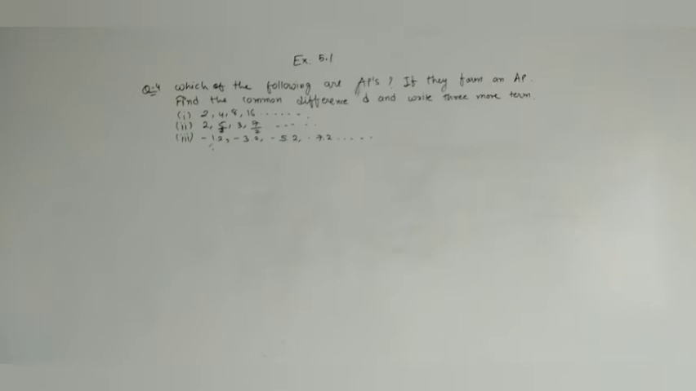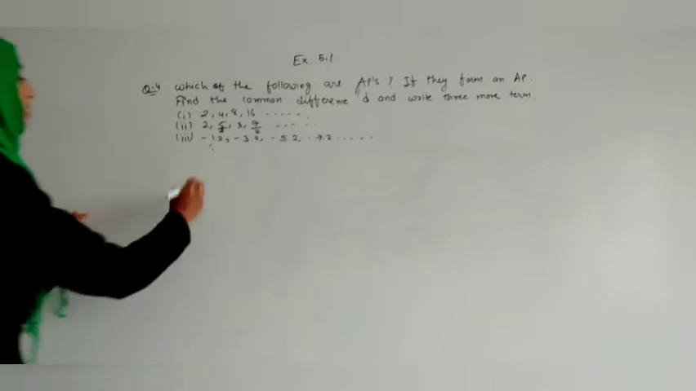Let me read the fourth question, that is which of the following are APs? Which of these are in AP? If they form an AP, find the common difference D and write the 3 more terms. But as you can see, we cannot tell beforehand whether these are in AP or not. First we will find the difference by taking that difference. If difference is same, then only we will say it is in AP. Is what I mean to say.